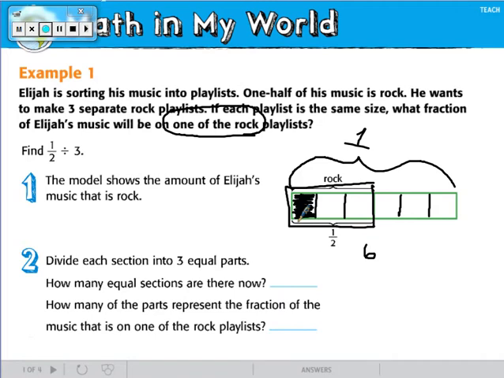So now we come down here and we divided each section into 3 equal parts. Okay. So how many equal sections are there now? 6. And it says how many parts represent one of the rock playlists? 1 part represents 1 rock playlist.